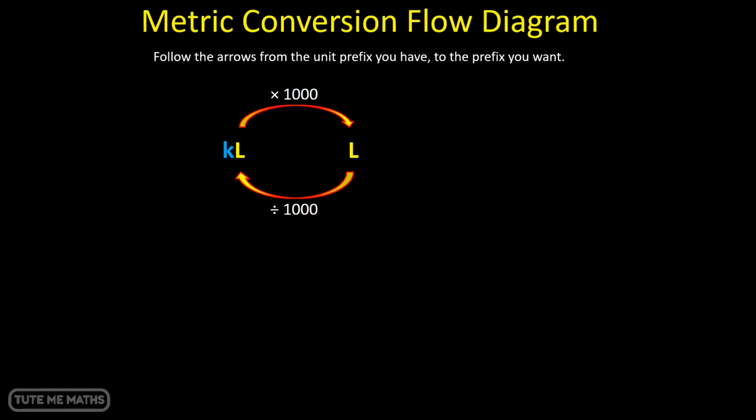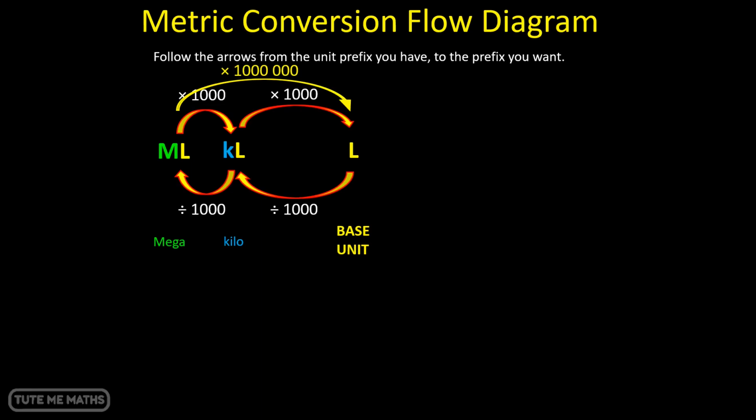We can continue our flow diagram for each of these larger prefixes. Mega is 1000 lots of kilo. So, to change from megalitres to kilolitres, we multiply by 1000. But mega literally means 1 million of something. 1000 times 1000 is 1 million. So, we could multiply and divide directly by 1 million if we want to. But it starts to get too messy, so we will leave it out.